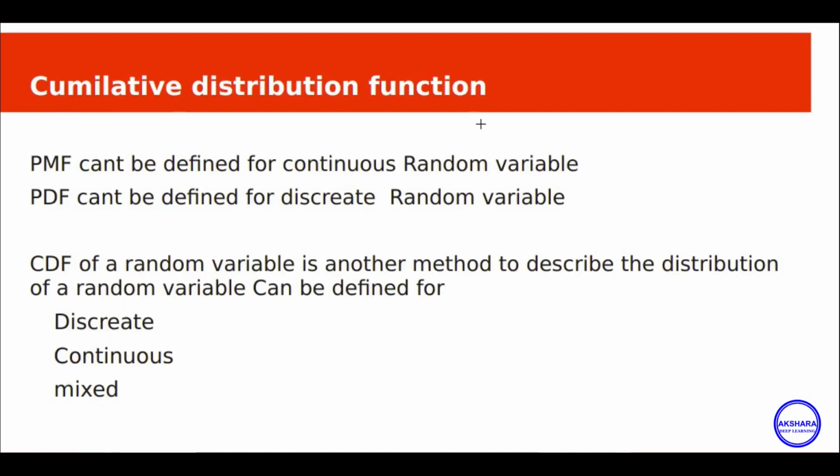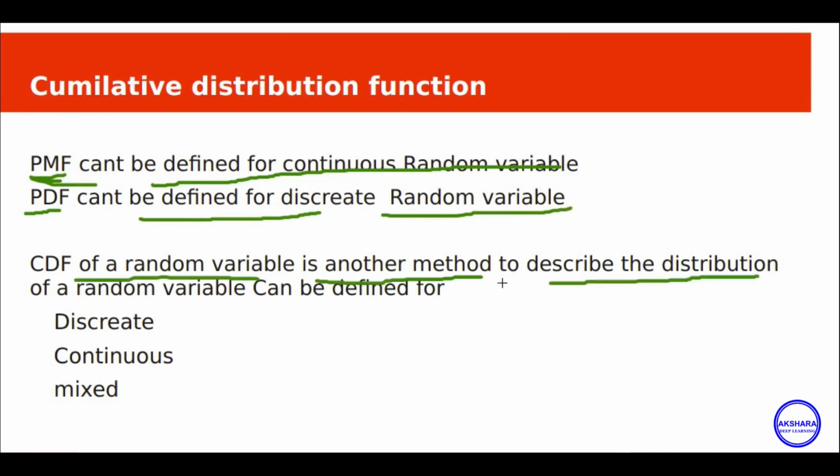Cumulative distribution function. The probability mass function cannot be defined for continuous random variables, meaning it can be used only for discrete random variables. Likewise, the probability density function cannot be defined for discrete random variables. The cumulative distribution function of a random variable is another method to describe the distribution of a random variable. It can be defined for discrete random variables, continuous random variables, and for mixed types also.